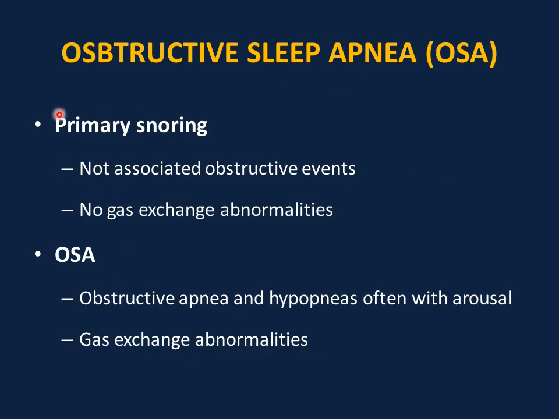Obstructive sleep apnea. If the child is just snoring with no apneas, it is well known as primary snoring. It is not associated with obstructive events and no gas exchange abnormalities. In cases of obstructive sleep apnea, the child will have apneas, meaning they stop breathing, and hypopneas, and often with arousal. So they have bad sleep, they cannot sleep very well. So during the day they are tired and sleepy. Also they have gas exchange abnormalities because of retention of CO2.